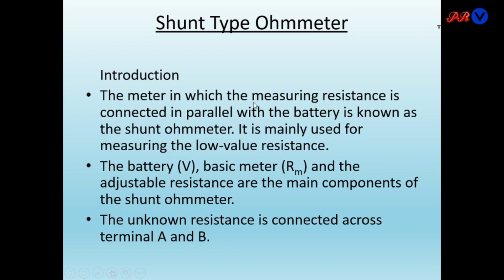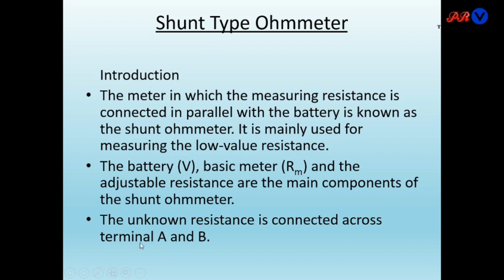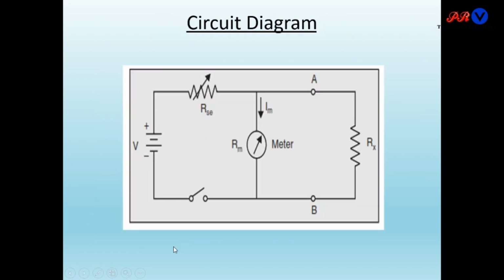So the meter in which the measuring resistance is connected in parallel with the battery is known as shunt ohmmeter and is used for measuring low resistance. The battery V, basic meter Rm, and the adjustable resistance are the main components of the shunt ohmmeter. This is the V, this is the adjustable resistance, and Rm is the basic meter. The unknown resistance is connected across terminals A and B. So we will attach the unknown resistance here at terminals A and B.